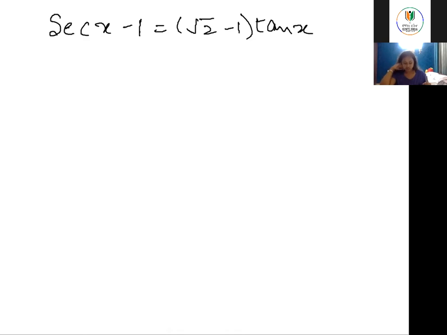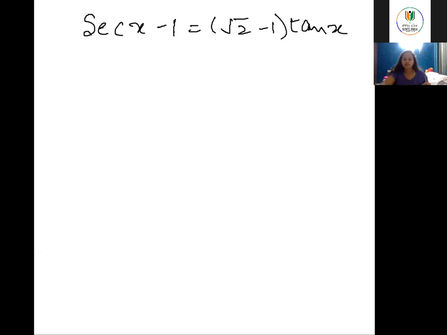Done, everyone? I think enough time for this is given. Any idea anyone has done? Solve the question. What is the answer? It's n pi plus pi by 4. I'll tell you how to do this.